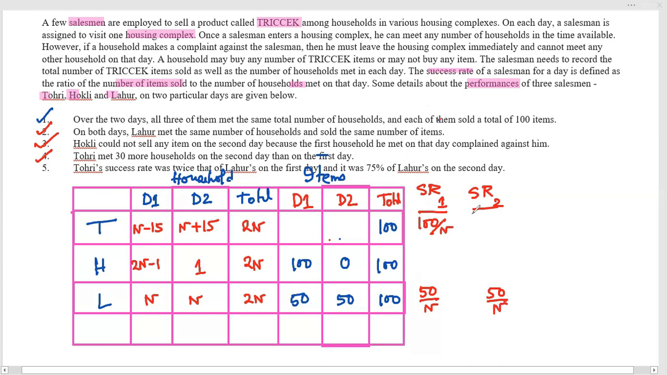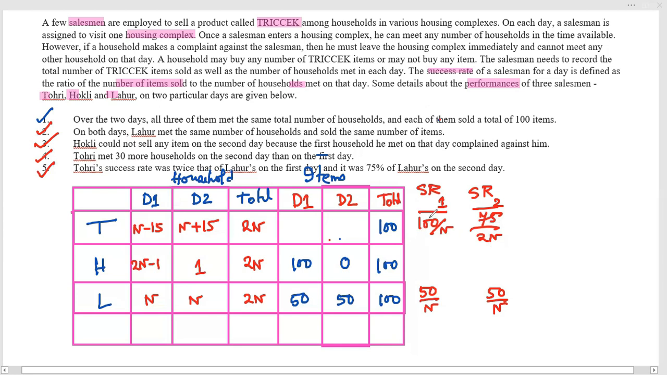Now 75% of would be here. 75% means 3 by 4. So if we multiply 3 by 4, it should be 25 into 3, 75 by 2n. It would be the second day success rate. So that success rate information has been given. Now with the success rate information, I can feed these two data also. This is the success rate.